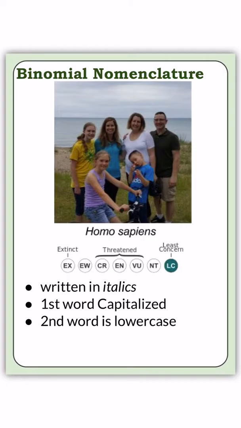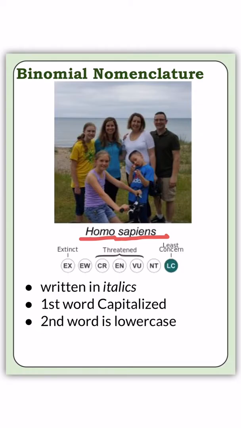Historically, it was based on Latin, although since then scientists have had a little fun coming up with pseudo-Latin names. Names are always written in italics. If they can't be written in italics, then they're underlined. The first word is always capitalized. So we've got Homo. That's actually going to be the genus. It's always capitalized. And then the second word is going to be lowercase. That's the species. So Homo sapiens, which means wise man.